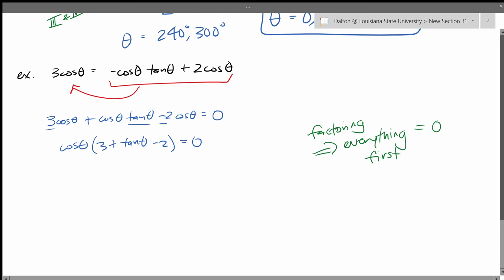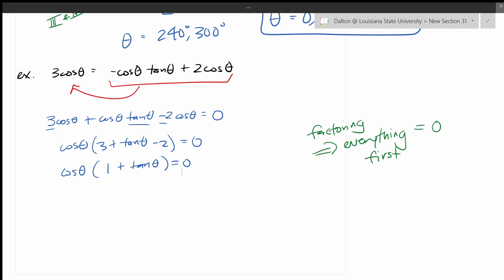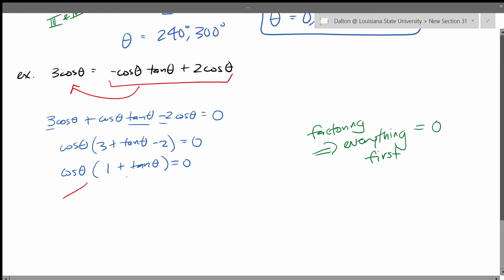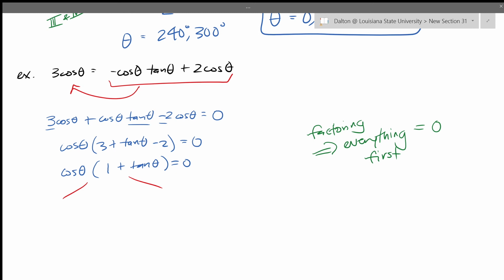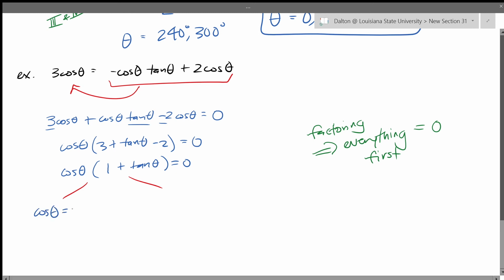And then I could also go ahead and combine my like terms in this parenthesis. So cosine theta times 3 minus 2 is 1 plus tangent theta equals 0. And hopefully this looks similar to algebra days of I have something times something else equals 0, which implies that either of these equal to 0 would make this true. Okay, so at this point you would split it up. We would say, okay, well, either cosine theta could equal 0, or 1 plus tangent theta could equal 0.